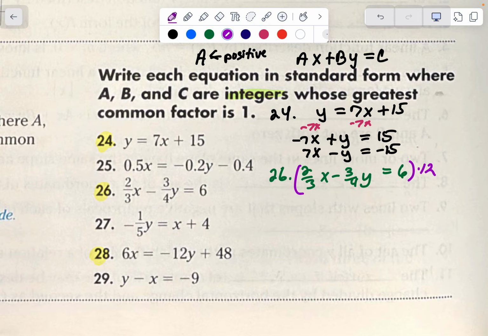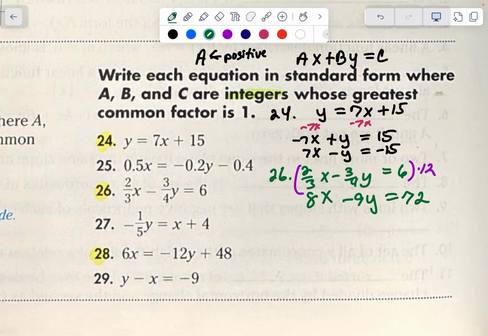Now to multiply that fraction by that whole number, just multiply the tops and divide by the bottom. So for 2/3 times 12, just do 2 times 12 divided by 3. Well, 2 times 12 is 24, divided by 3 is 8. So that would be 8x. Do it again. Multiply the tops. 3 times 12 is 36, divided by 4 is 9. So that's minus 9y. And then 6 times 12 is 72.